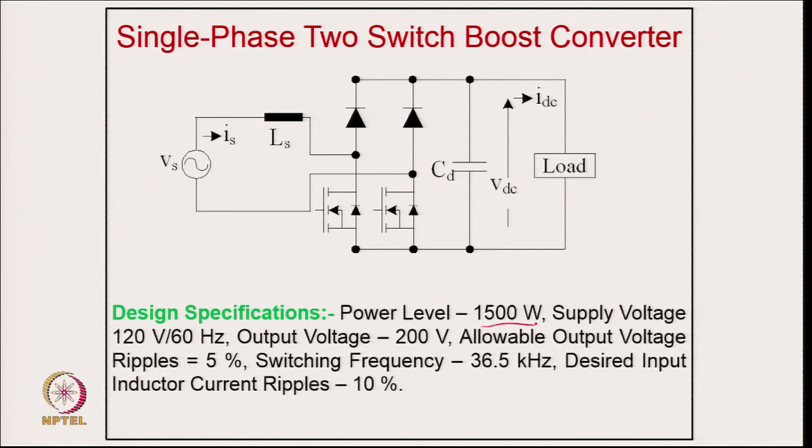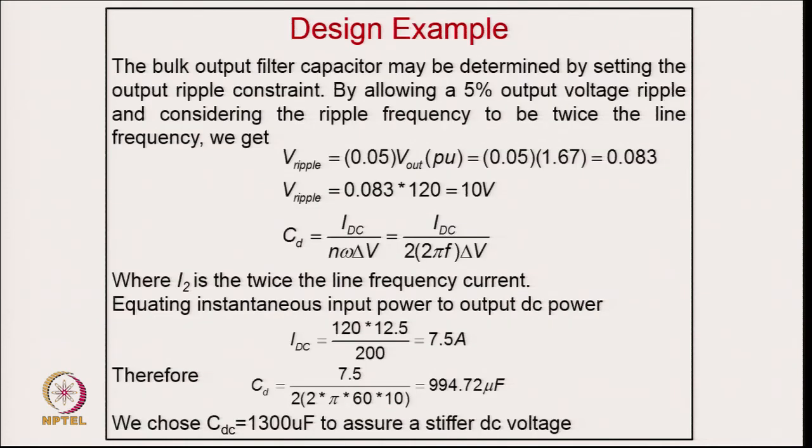Typically, taking the example of a 1500 watt supply, voltage of 120 volt 60 hertz, output voltage of 200 volt, allowing output ripple of 5%, switching frequency 36.5 kilohertz, and desired current ripple of 10%. So we can have a design example. The bulk output filter capacitor may be determined by setting the output ripple constraint, allowing 5% voltage ripple. That is 5% of the output voltage, and the ripple voltage will be around 10 volt.